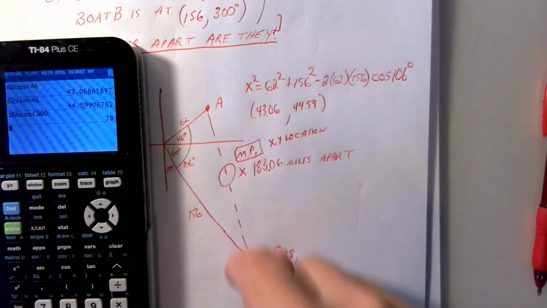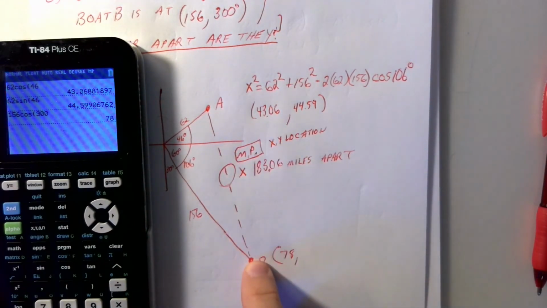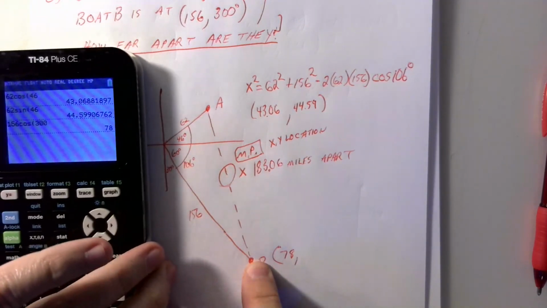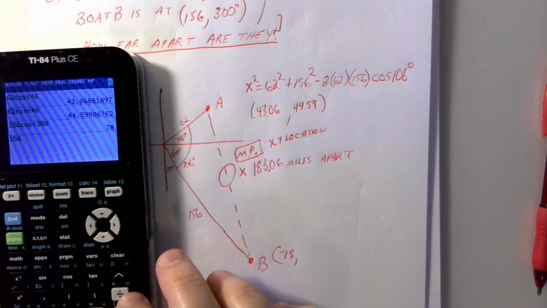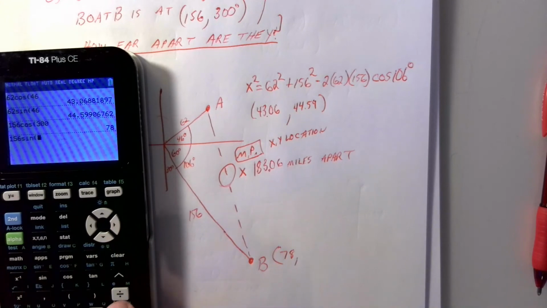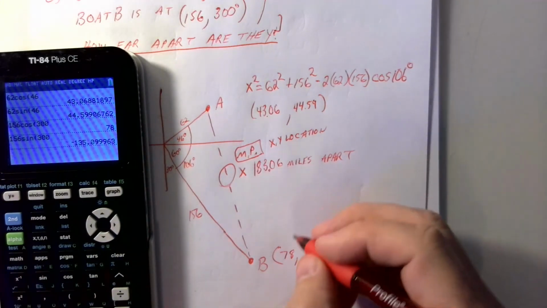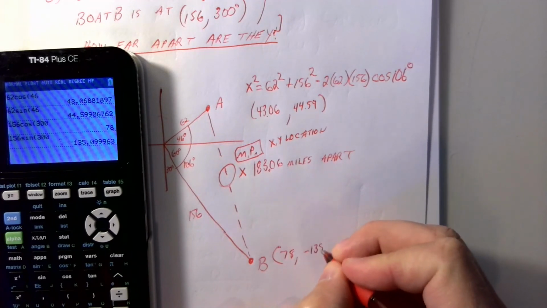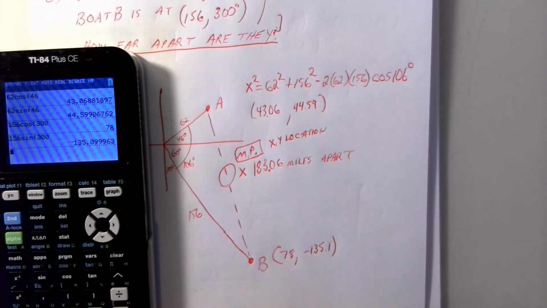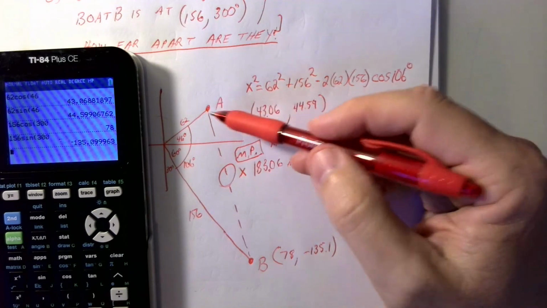And we know this is down below the x-axis, right? So this number better be negative, right? 156 sine of 300, enter. And you can see it's negative 135.1. We're like, hey, look at that.